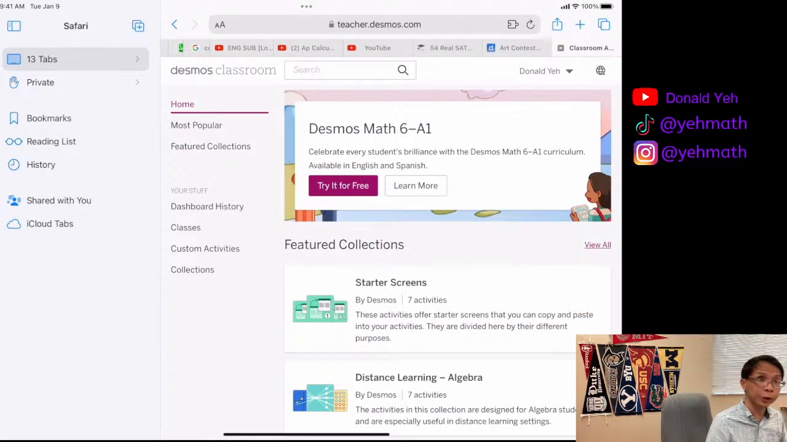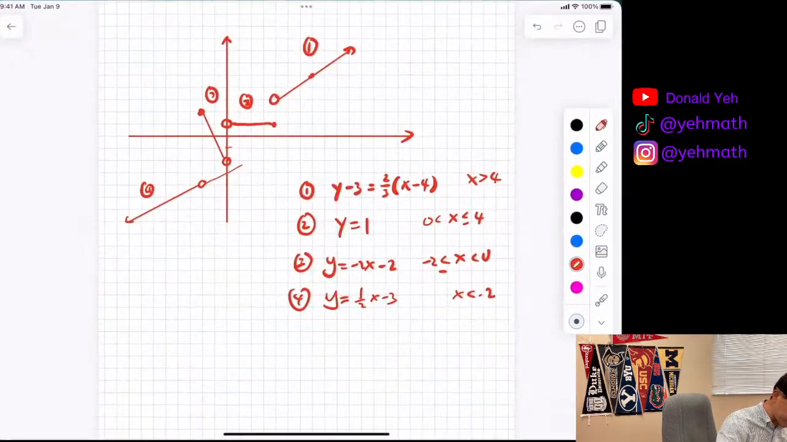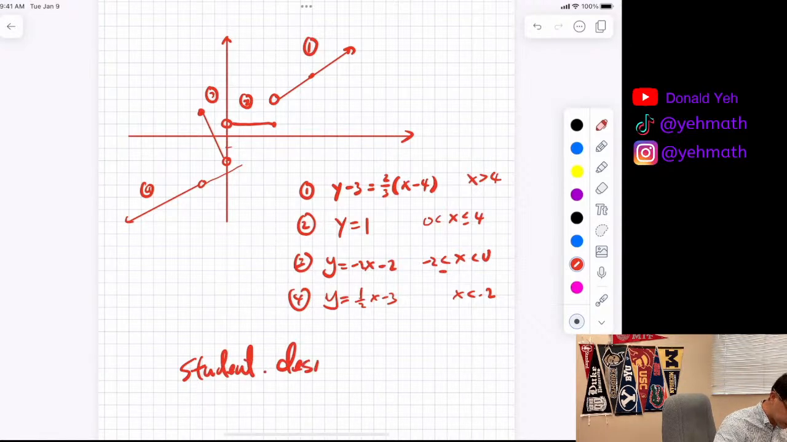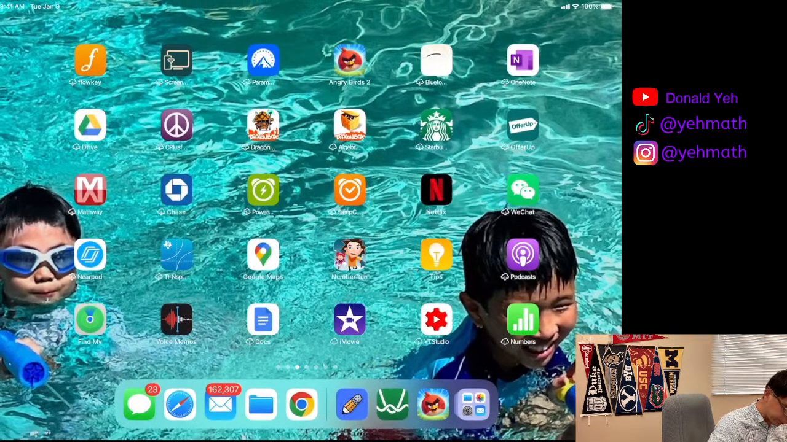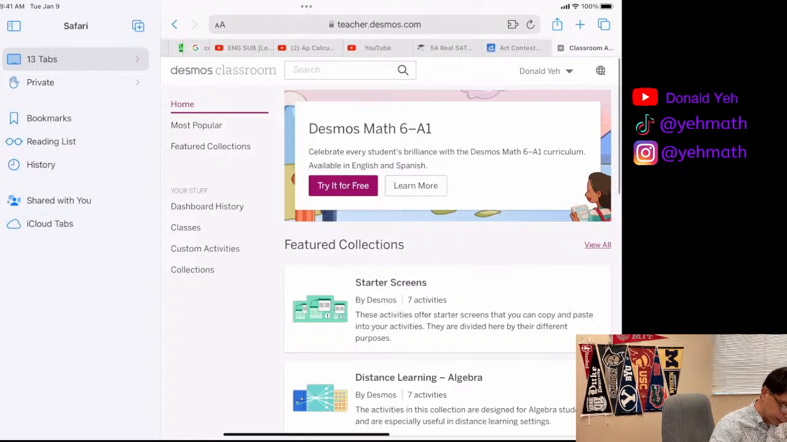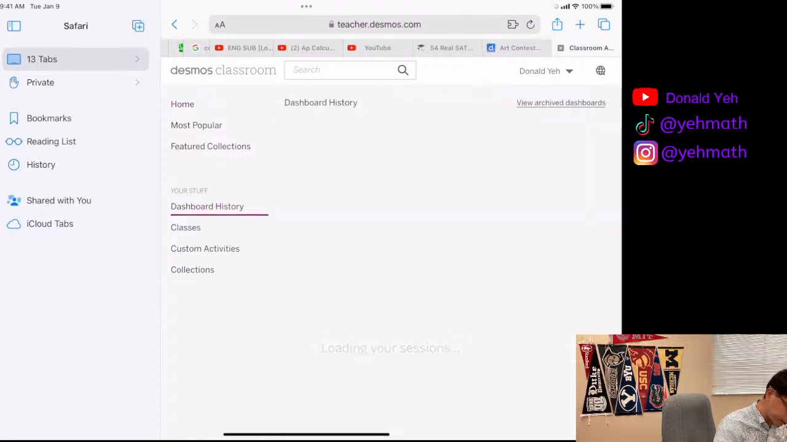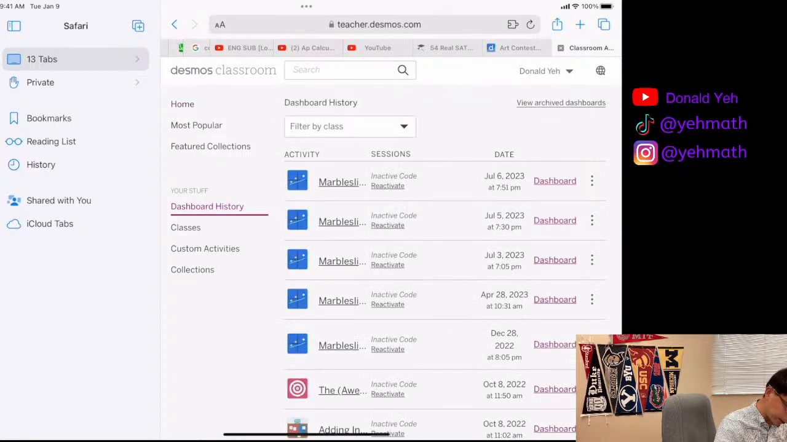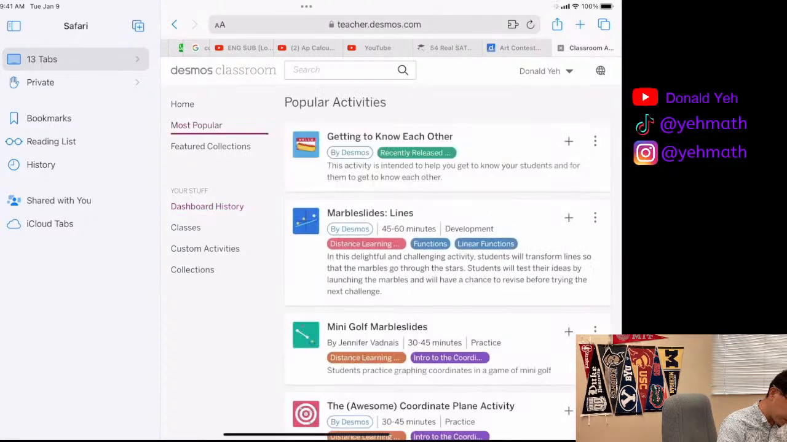All right, so what you guys are going to do is go to student.desmos.com. I'm going to write it down here. student.desmos.com. Okay, so I'm going to start the activity. Give me a second. Most popular.